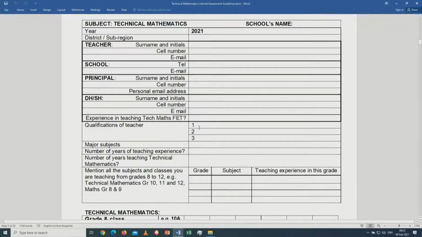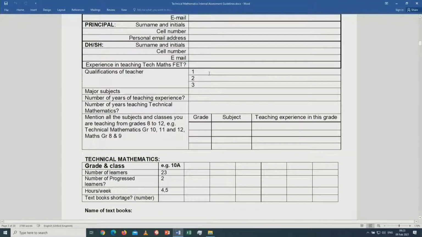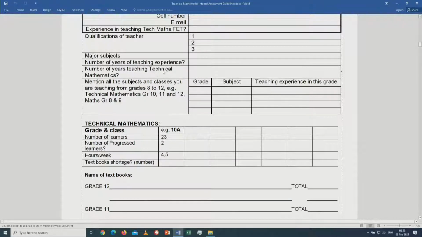Now you can see it talks about surname, initial, serial number of the teacher, the email, the school's telephone number in the email, and so forth. The principal, you can see the template as indicated here. And the qualifications of the teacher, where you indicate you did B.Ed, majored in mathematics, and so forth. And then the major subject and so on. So this teacher profile is also needed.